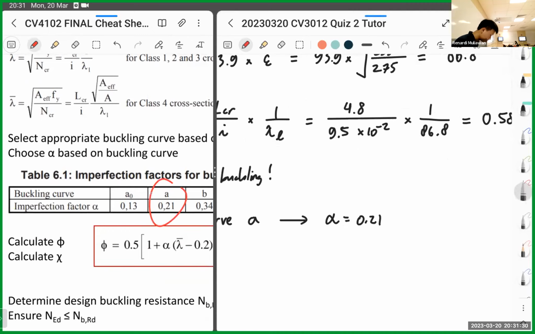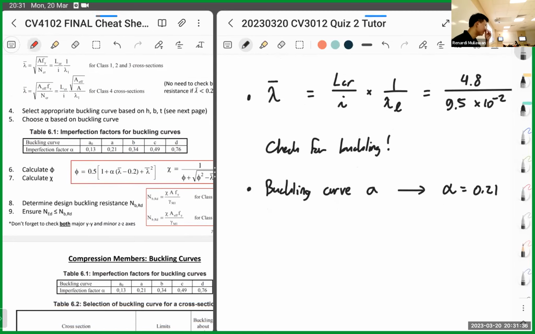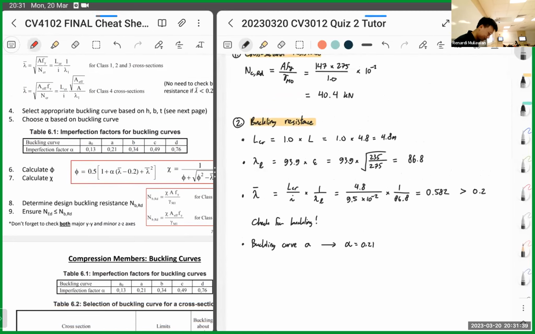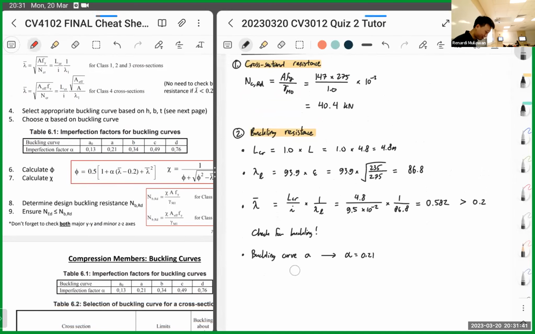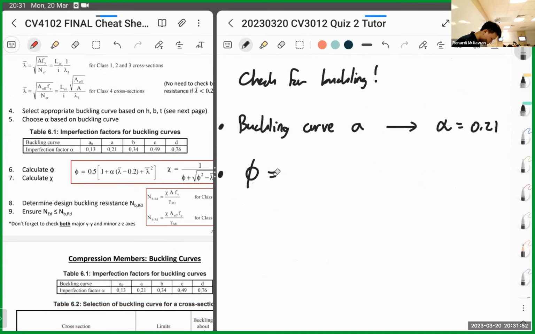It's legit just follow the steps. If you notice, this is quite similar to LTB. You calculate some stuff, find the buckling curve, find alpha, then just continue. So it's actually not that hard. It's just getting the loading and being careful when doing stuff.